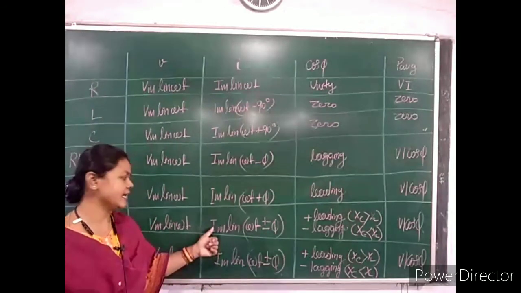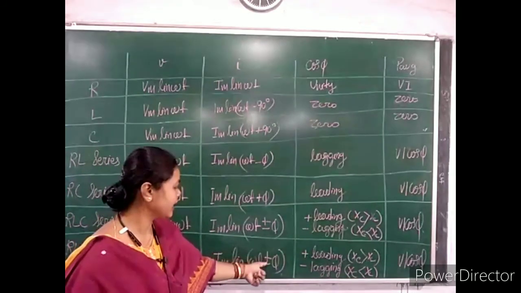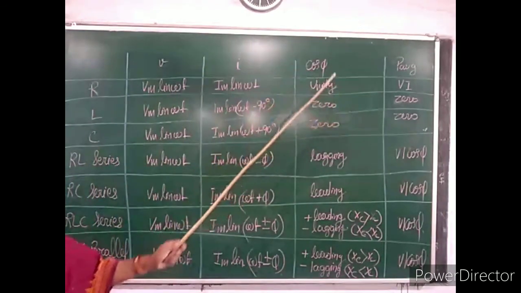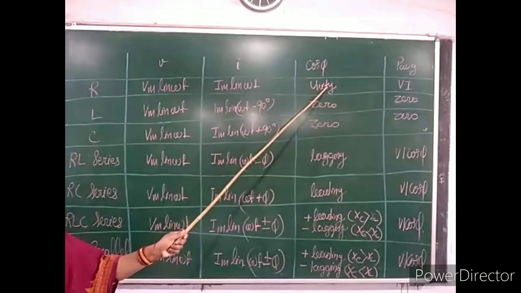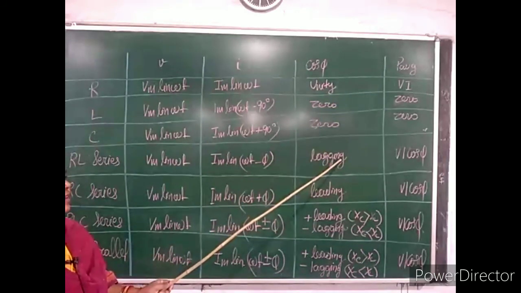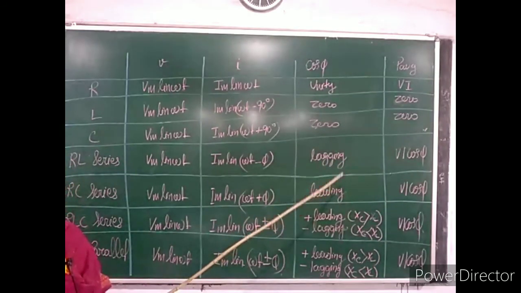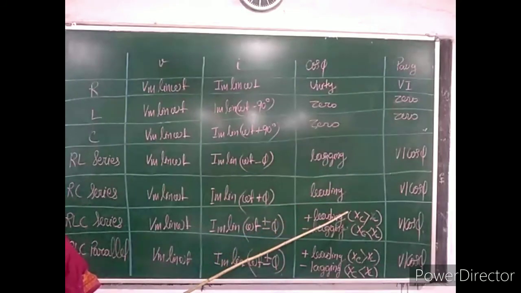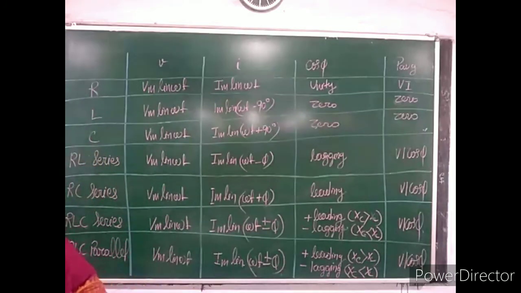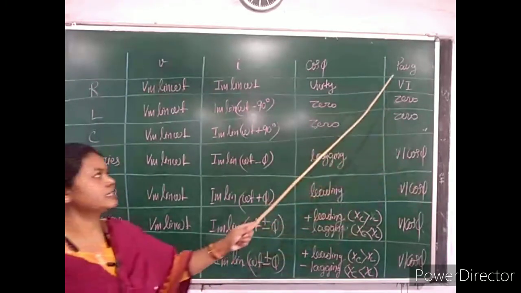Next, the RLC parallel circuit. Here also it is the same as the RLC series circuit: plus minus. Plus is for Xc greater than XL and minus is for Xc less than XL. The next one, power factor. Power factor for purely resistive is unity, for purely inductive is 0, for purely capacitive is 0, for RL series circuit is lagging, for RC series circuit is leading, and for RLC series and parallel it is lagging or leading according to the values of inductive and capacitive reactance.